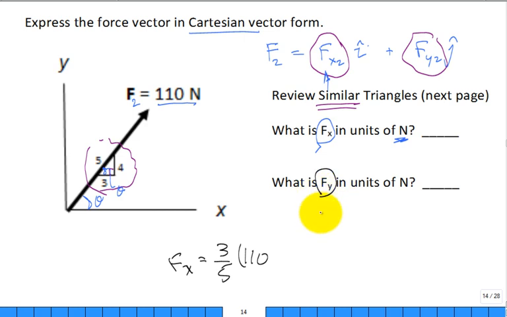But what about f of y? You already got it figured out. Pretty good. That would be the 4/5 of the 110 for f of y.